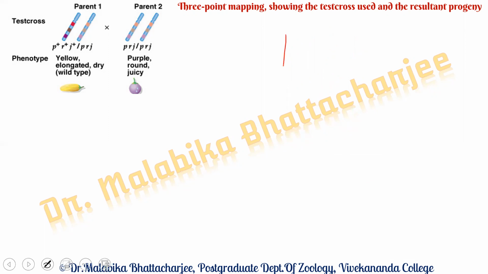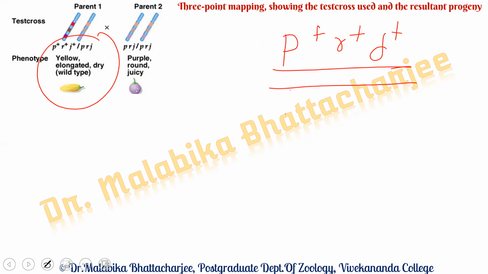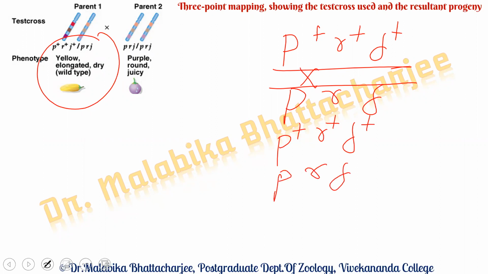Another important thing to remember is that we have a combination of P plus, R plus, J plus. Consider this plant, which is homozygous recessive with P, R, J. So what other gametes can we obtain? A crossing over might take place here. The first category are the parental gametes, P plus, R plus, J plus, and the second category is another parental gamete, P, R, J. So these are the parentals.